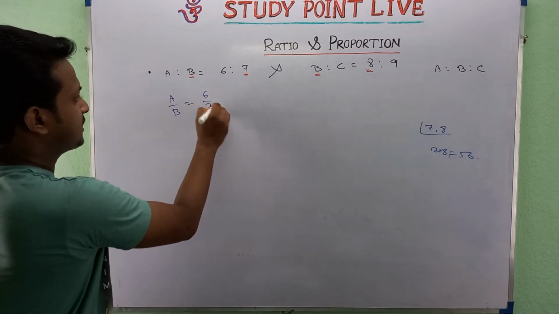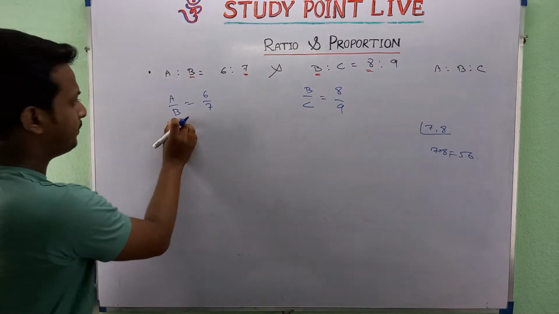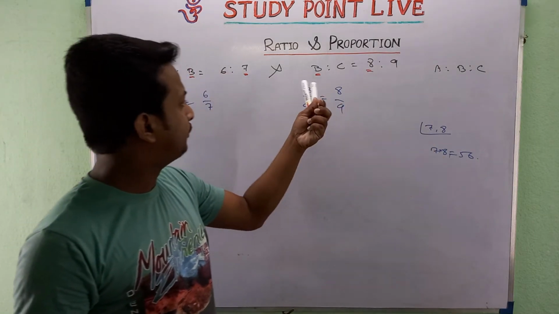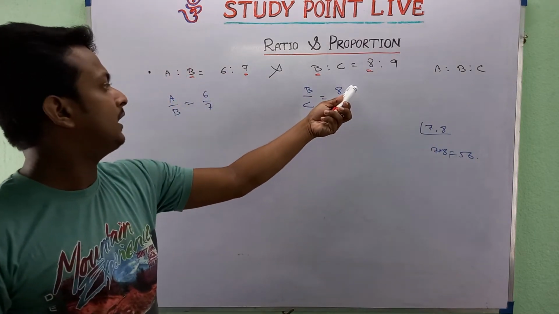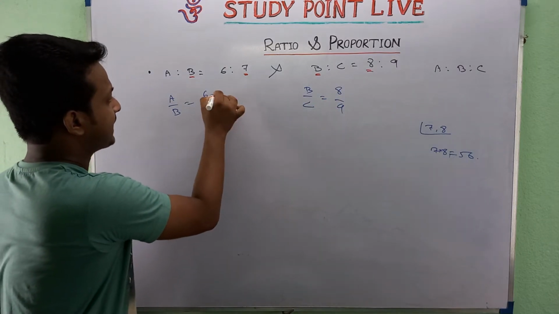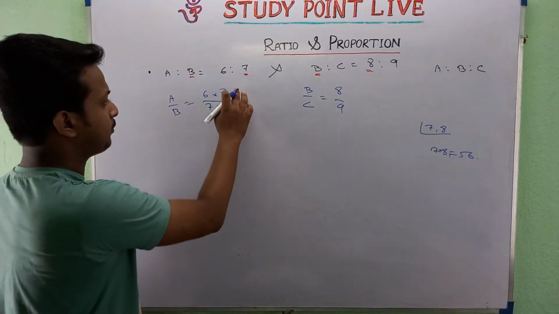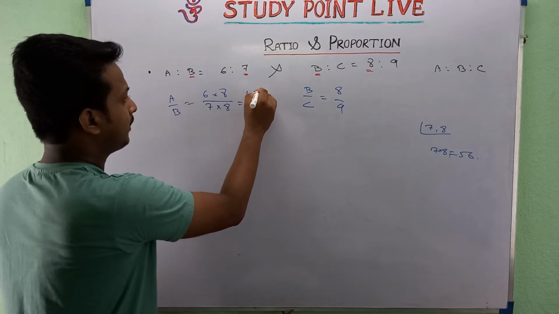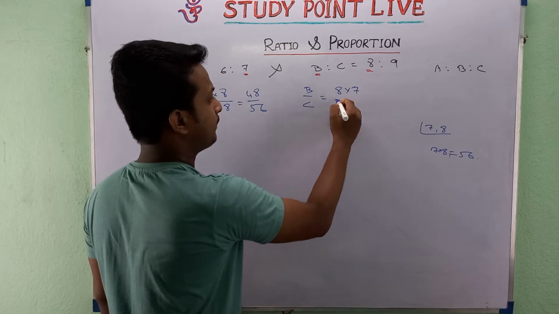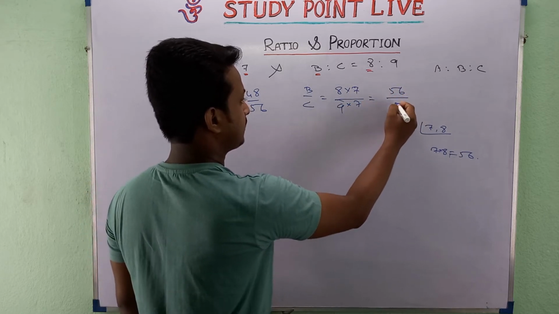See here it is 6 by 7 and here 8 by 9. Here b means 7, here b means 8. So we have to make it common, meaning the value of b should be the same here and here also. So if we want to make it 56, as the LCM is 56, we have to multiply the first ratio by 8. So it will be 48 by 56. And here it is 8, so we have to multiply by 7 in the second ratio to make it 56.